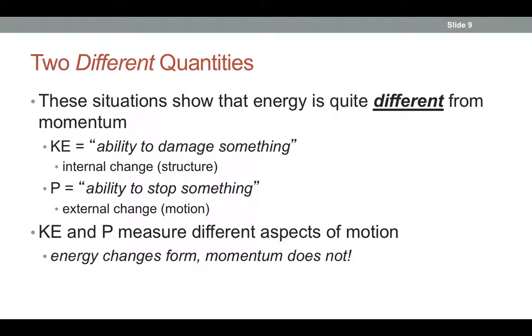Momentum, on the other hand, causes only external changes in the overall motion of an object, for example, the motion of its center of mass, or the ability to bring something to rest. Kinetic energy and momentum are different aspects of motion. Because energy can change form, energy is what can basically cause changes to happen. Momentum does not change form. Momentum has both magnitude and direction, and that is what does not change.